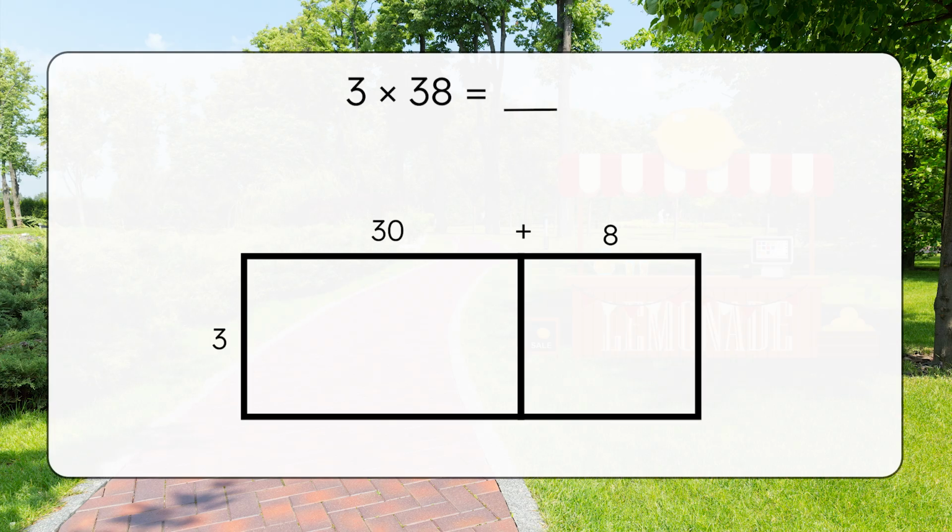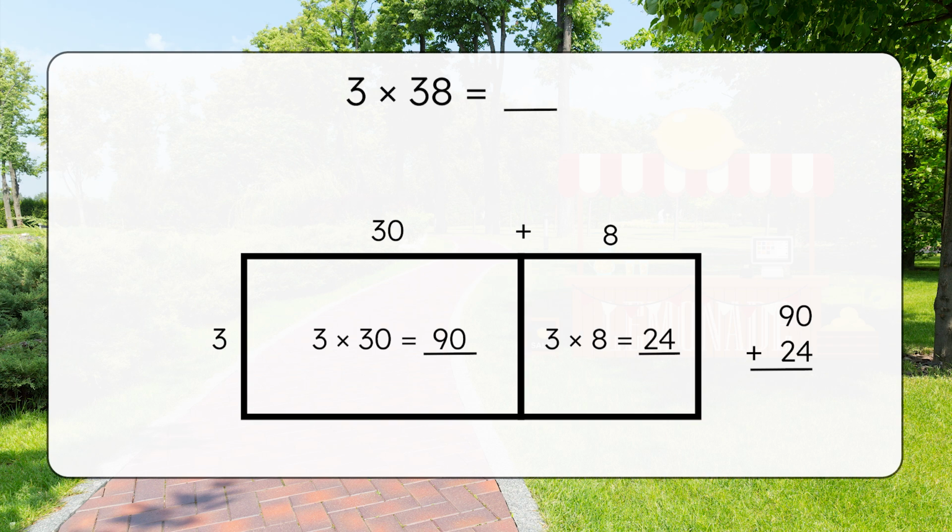Now, instead of thinking about this as one rectangle with an area of 3 times 38, we could think about it as 2. One with an area of 3 times 30 and another with an area of 3 times 8. First, we solve 3 times 30, which equals 90. Next, we solve 3 times 8, which equals 24. Since we expanded 38 into 30 plus 8, we need to add 90 and 24 to find the total product, 114.